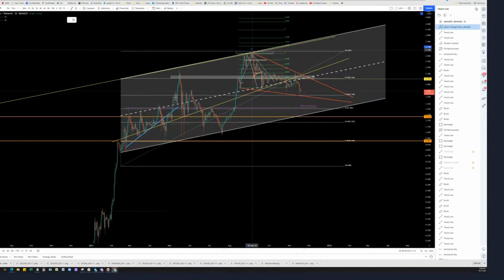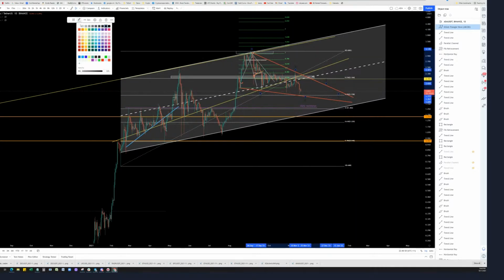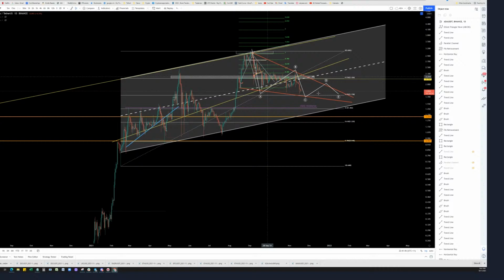If this is our A, B, C, D, so if I would change that to white, you will see it. So that could be taking place. In some cases, it could be just a flat triangle, right? This could be a bottom. But I think that this has merit.